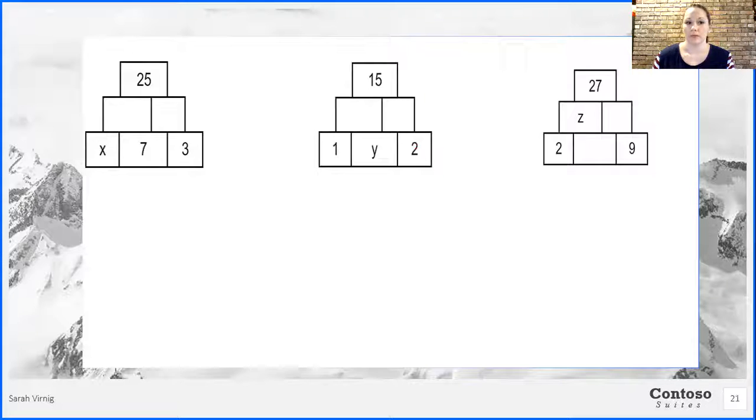So in another way we can do it, since we know this is 10, we can take 25 minus 10, which gives us 15. 15 minus 7 gives us 8. And then we just work our way back up to check it. So 8 plus 7 is 15. 15 plus 10 gives us 25.